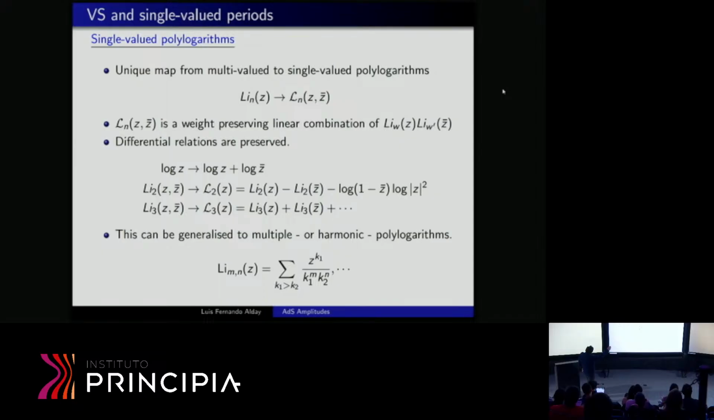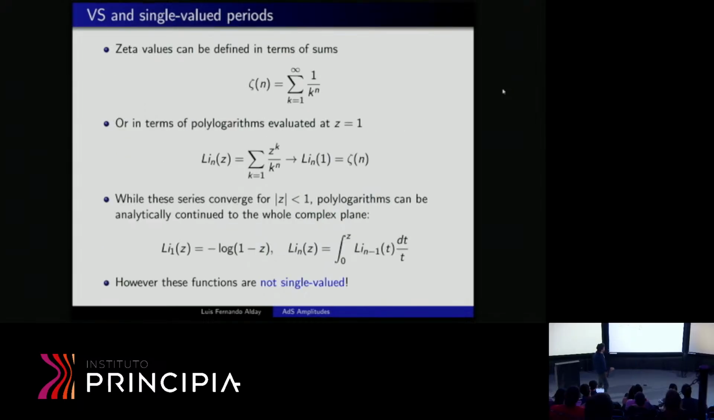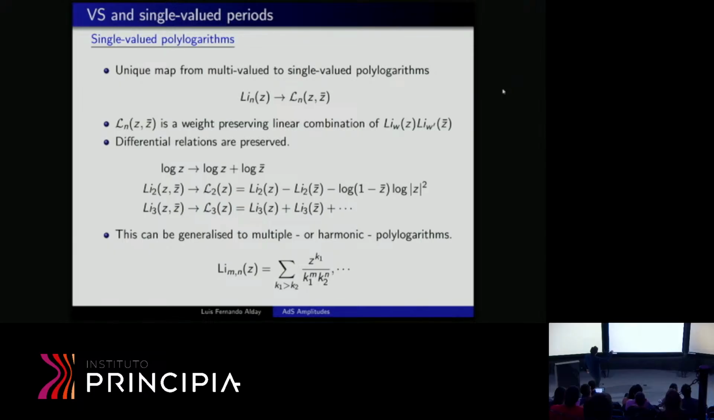And these single-valued polylogarithms are now not only a function of z, they are a function of z and z bar. They are weight-preserving linear combinations of these forms, such that the differential relations are preserved. For instance, if you take the derivative of Li n, you get 1 over z Li n minus 1. We require the same for these single-valued polylogarithms. For instance, the single-valued version of log z is log z plus log z bar. The single-valued version of Li2 is the following, and so on.